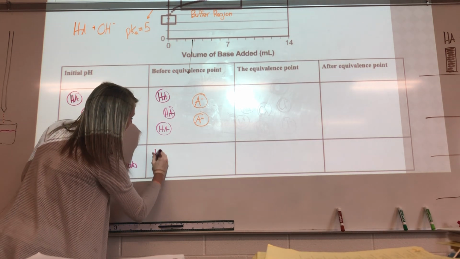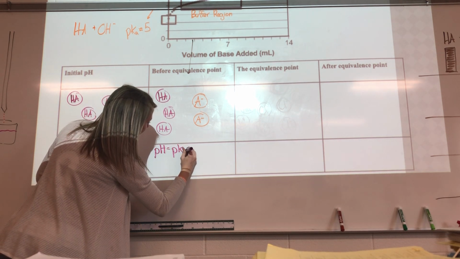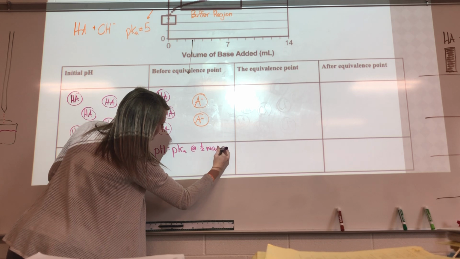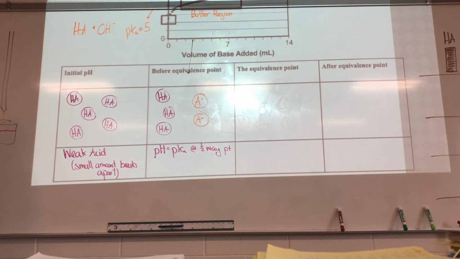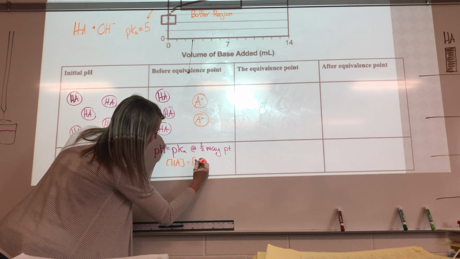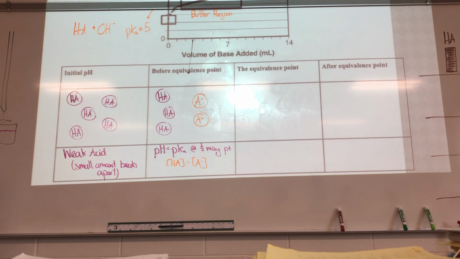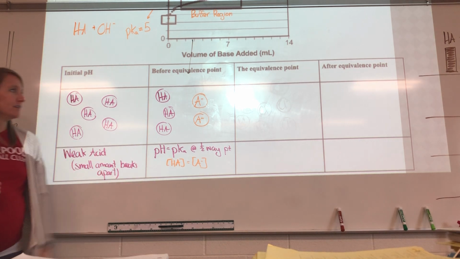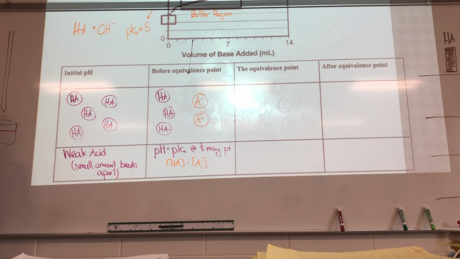So once again, what we said here is that the pH will equal the pKa at the halfway point. The reason why, once again, is because at the halfway point, the HA equals the A minus. At the very middle of it, right? The buffer region is going to go up and down as the buffer gets used up. But at the very middle, those are equal. Okay, questions?